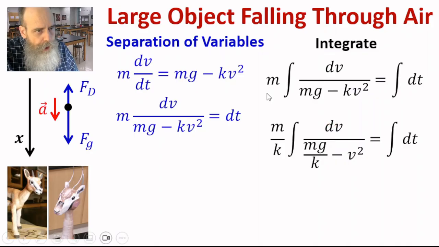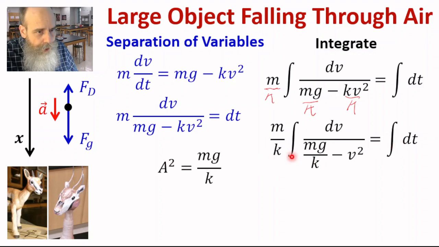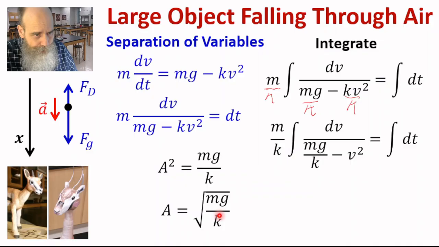Let's divide the numerator and denominator on the left side by k, like this. So m divided by k, mg divided by k, and k divided by k. So we get m over k times this. And now, let's say that this factor here is a squared. So a squared is mg over k, and therefore a is square root mg over k. This integral on the right is very easy to solve. It's just t. This one on the left, one way is to use trigonometric substitution.